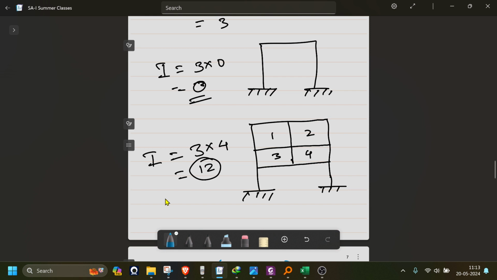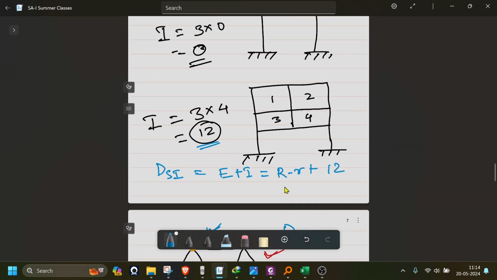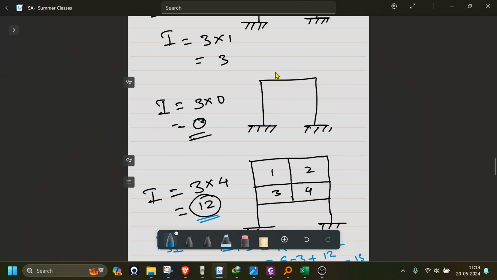What is the degree of static indeterminacy for this frame? It is E plus I. E is R minus 3, and this is the internal indeterminacy, which we have already calculated as 12. R is 3 unknown reactions here and 3 unknown reactions here. So it is 6 minus 3 plus 12, that is 3 plus 12, equal to 15. Right? Good.